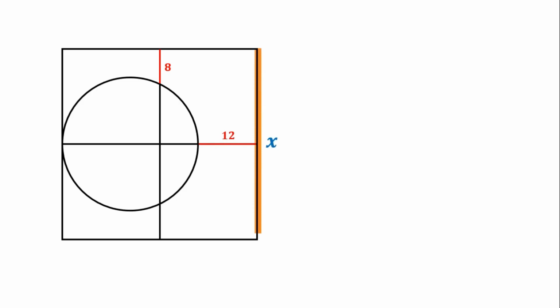Today we have another fun geometry challenge. We have a large square divided into 4 equal smaller squares by these 2 lines. A circle touches the midpoint of the left side of the square. This segment measures 8 units, and this segment measures 12 units. Can you find the value of x, the side length of the large square?